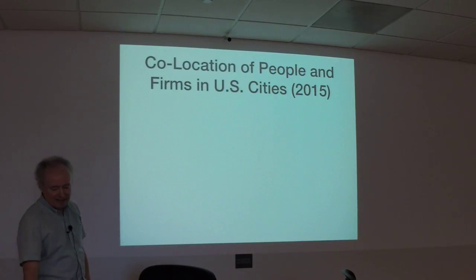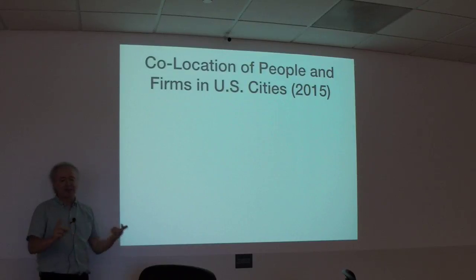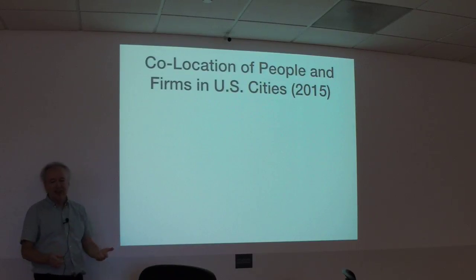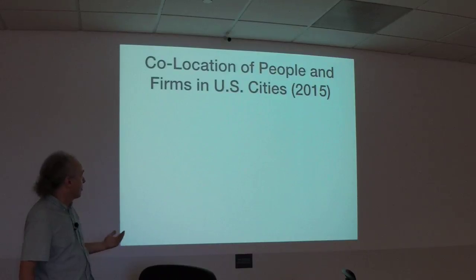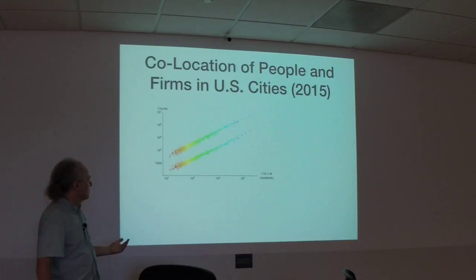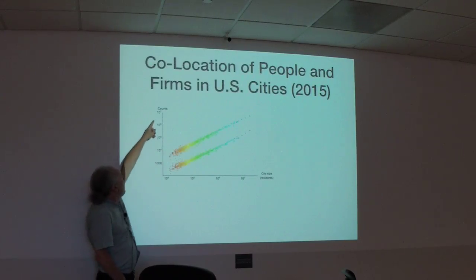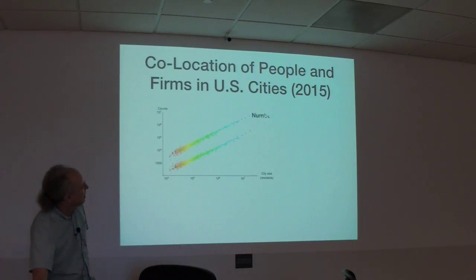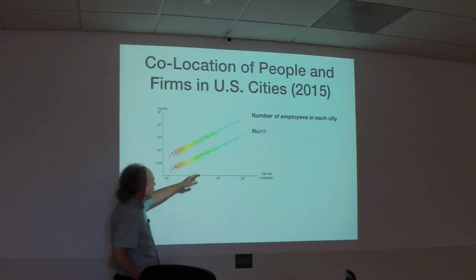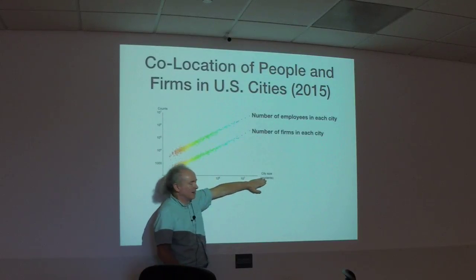Okay, now what I want to look at next is, even though we have skewed distributions of firms and cities and people in cities, is it actually the case that it's in the most populous cities where there are also the most firms? This is just to confirm that. What we're going to do now is make a plot of how many workers and how many firms there are in a city.